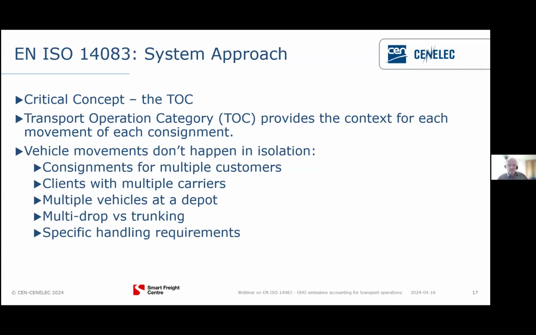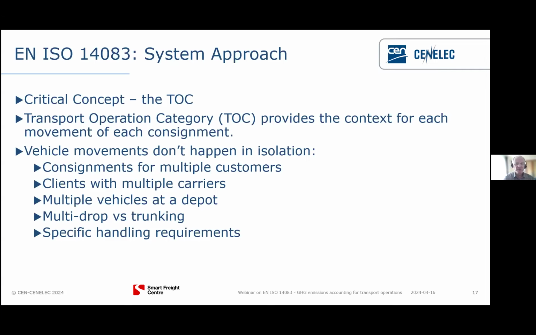The reason why we have this approach of the transport operation category is that it's really important to understand that vehicle movements don't happen in isolation. That vehicle isn't necessarily coming for an individual passenger or a consignment. Sometimes it does, but even when it does, it's coming from a point where it's been for a previous journey, and as soon as it's made that individual journey, it goes on to conduct another transport element as part of another chain.